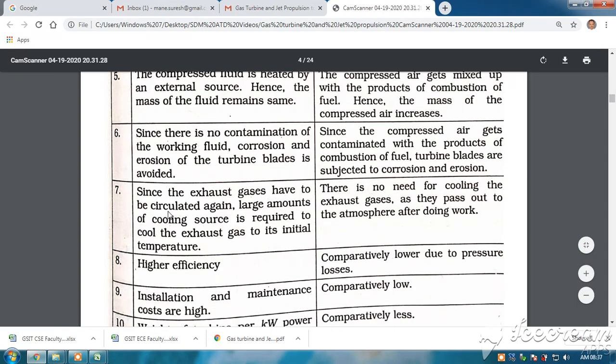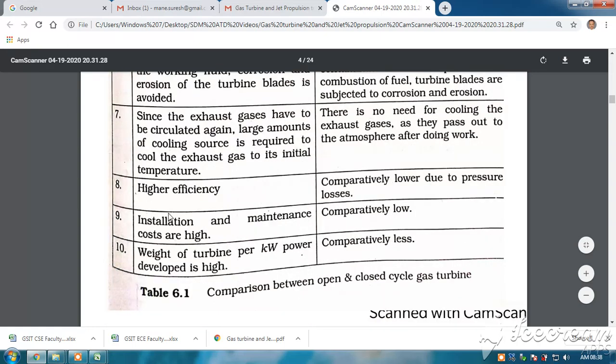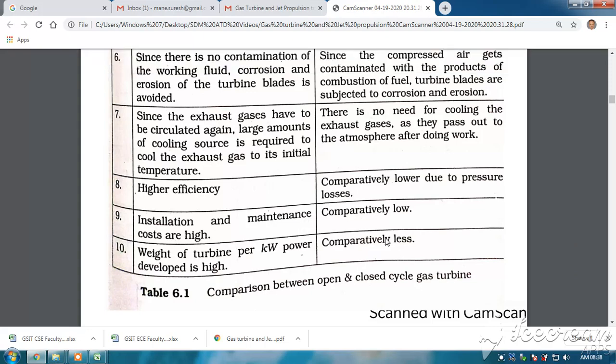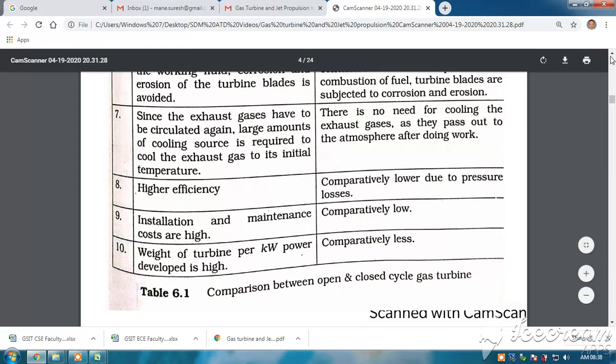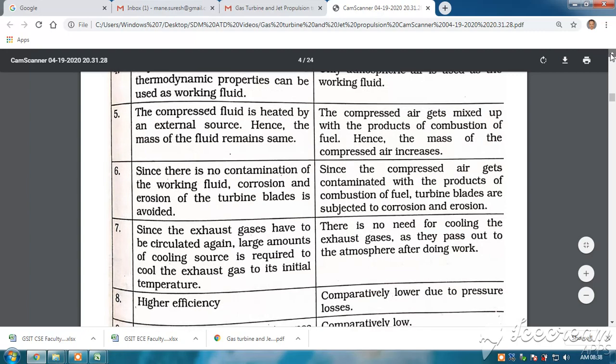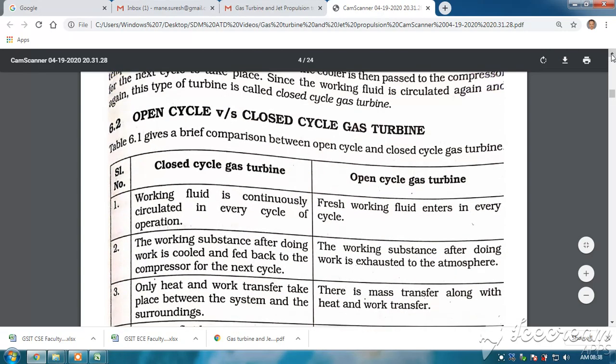In closed cycle, since the exhaust gases have to be circulated again, a large amount of cooling source is required to cool the exhaust gases to their initial temperature. In open cycle, there is no need for cooling as they pass out to the atmosphere. Closed cycle has higher efficiency. Open cycle has comparatively lower efficiency due to pressure losses. In closed cycle, installation and maintenance costs are very high; in open cycle, very low. In closed cycle, the weight of the turbine per kilowatt power developed is high; in open cycle, it is comparatively less. But what we see in aeroplanes and power generation is almost all open cycle only, which is used for power generation as well as for aircraft. Okay, thank you.